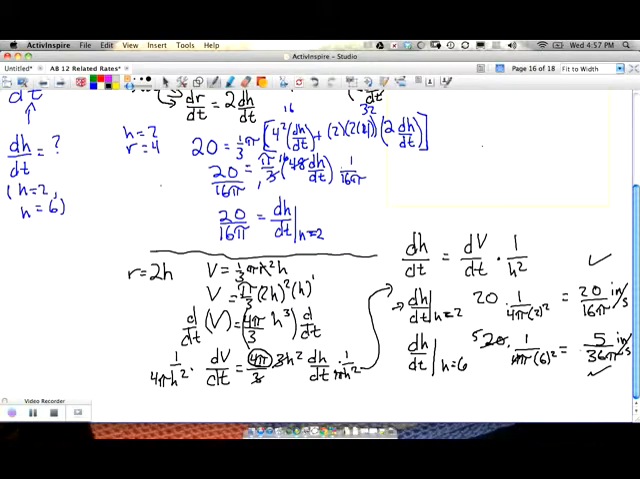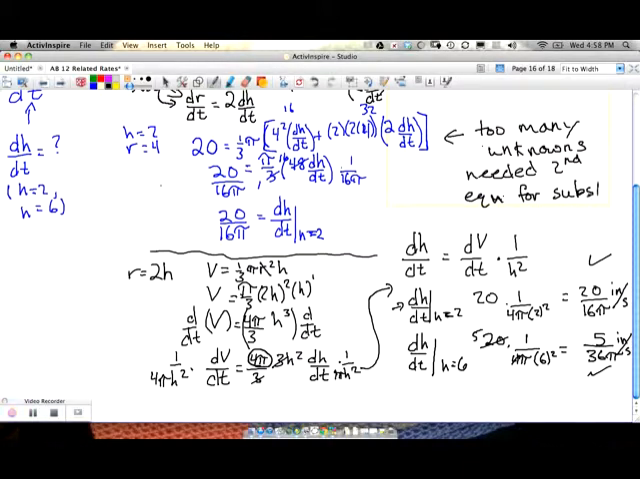So it is a little bit faster if you substitute first, because when you substitute, what you're actually doing is reducing the amount of variables that we have. In this step right here, we had too many unknowns, and we needed a secondary equation for a substitution. And that substitution allowed us to find a piece that we need. So you could substitute first, or you could do the derivative and then substitute after. But if you wait to substitute, you might wind up having some extra pieces in there.